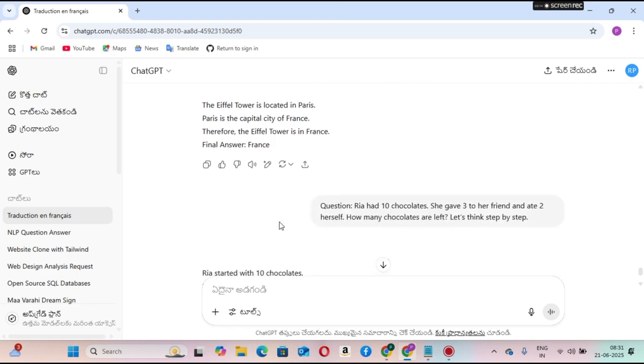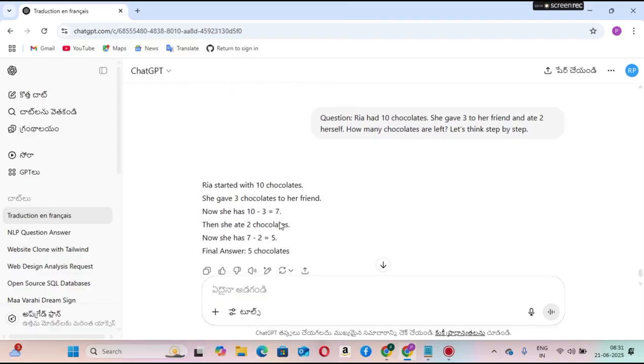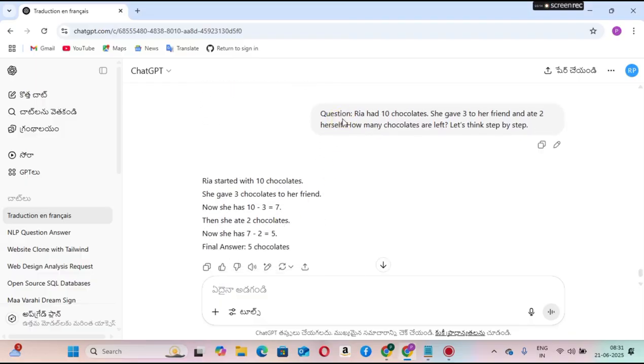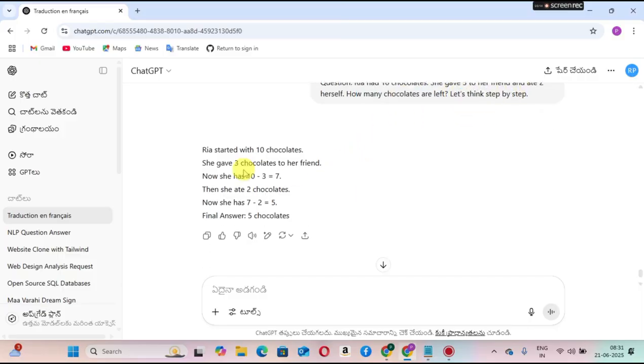So finally, let's solve a word problem with conditions. These are hard without clear reasoning steps, and this is where chain of thought really shines. So question: Ria had 10 chocolates. She gave 3 to her friend and ate 2 herself. How many chocolates are left? Let's think step by step. So this is our complete prompt.